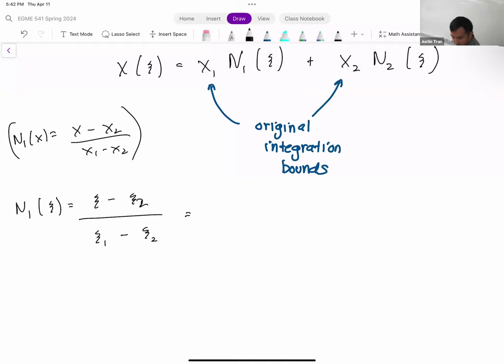But we can simplify this because we know that xi2, which is the upper bound on our new Gauss integral, is 1, and xi1 is equal to minus 1, because those are the bounds of our new Gauss integral. So let's plug that in, and with a little bit of simplifying, we get n1 is equal to 1 half times 1 minus xi.